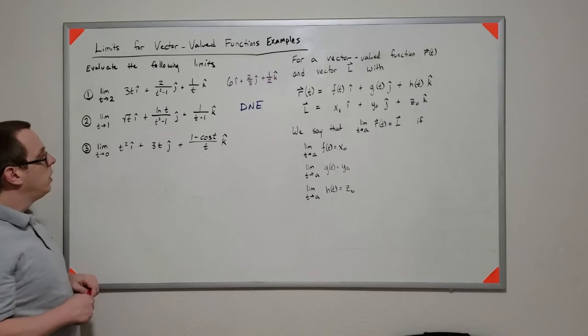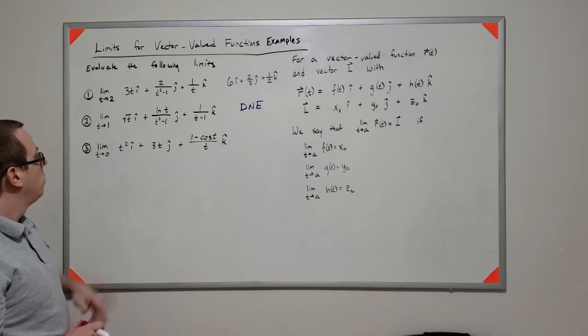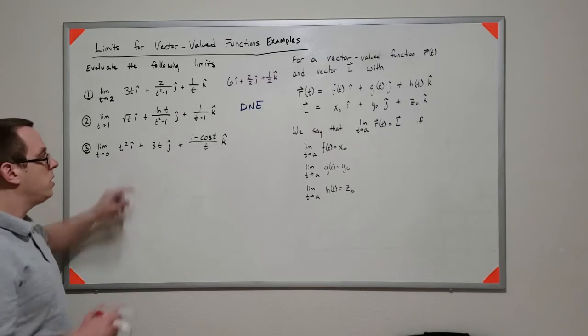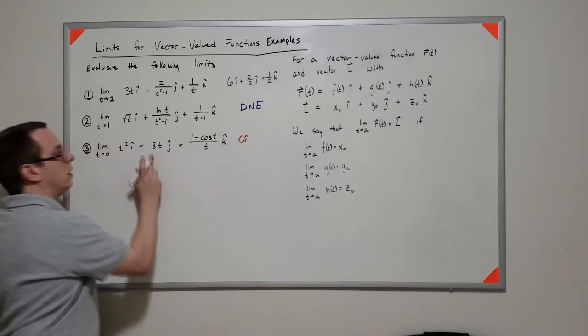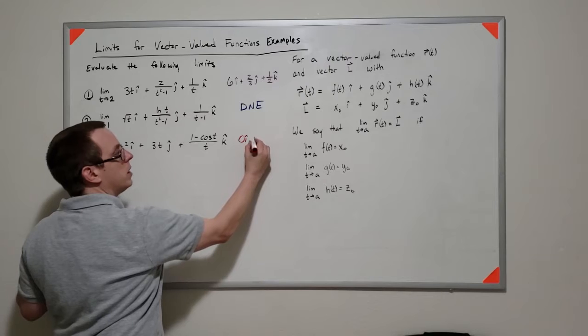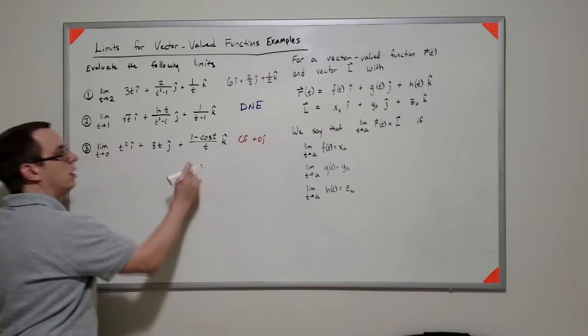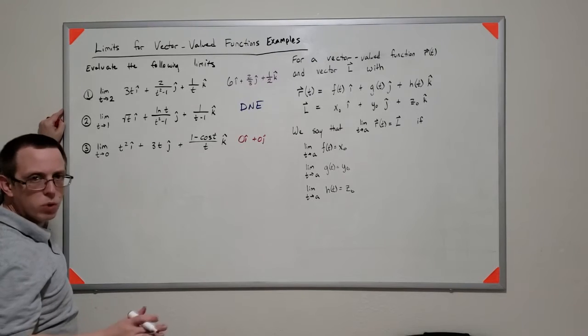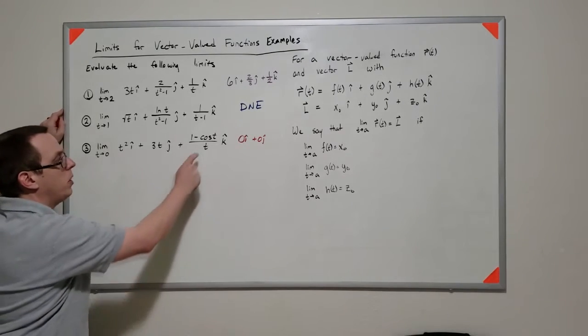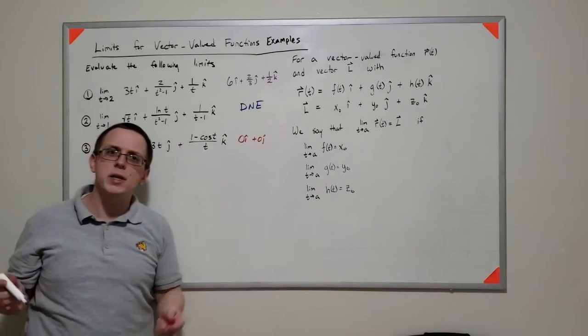Now, for this one, the limit as t approaches 0. That right there looks like a 0. So that's 0i. That looks like a 0. That's 0j. But over here, I have 1 minus cosine of 0. So that's 1 minus 1. So that's 0 on top. But I have a 0 on bottom. Well, that's a problem.